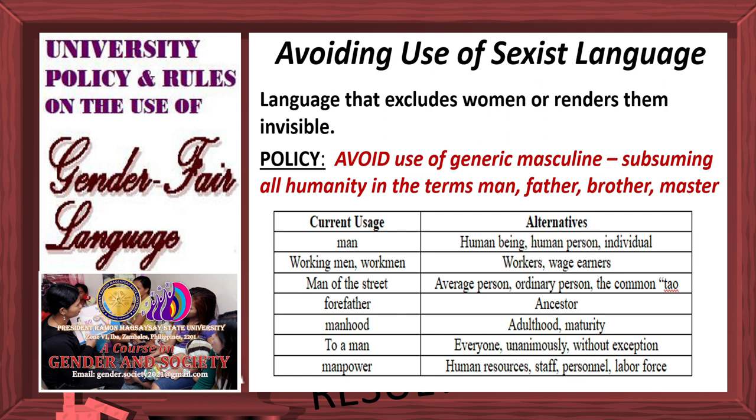In place of which, you can use the following alternatives: human beings, human person, individual. These are neutral terms in place of man, because man excludes women. In place of working men, you have workers, wage earners. Men of the street, you can replace that with average person, ordinary person, the common tao. And forefathers, use the term ancestors. For manhood, adulthood and maturity. To a man, everyone, unanimously, without exception. Human resource for manpower. You can also use the terms staff, personnel, labor force.